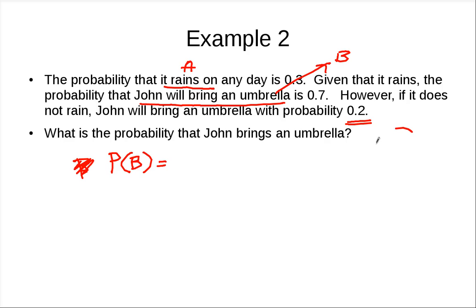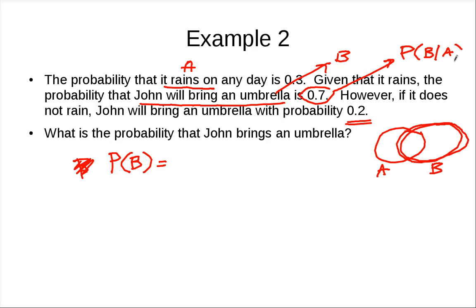Okay, so let's draw. It's nice to think about these things in terms of a Venn diagram. You want to figure out this part, where this is A and this is B. You know that 0.7 is the probability of B given A, right? But what's this 0.2? This is the probability of B given A complement. So what is B? You can think of the event B as this part union with this part, and the nice thing is that they are disjoint.